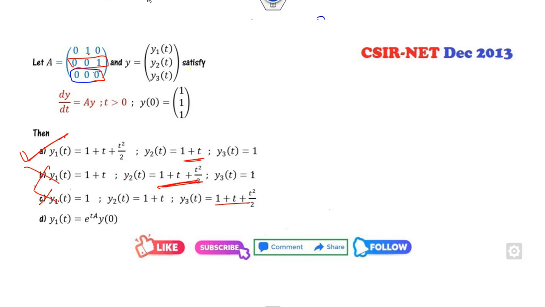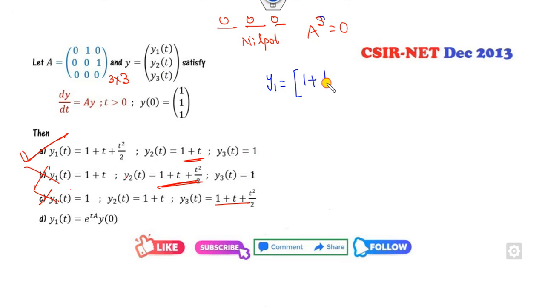What is that? Matrix A. What are the eigenvalues of this matrix? That means it is nilpotent. It is 3 cross 3. Fine. A cube will be 0. So now e raised to power tA, I can open that: I plus tA plus t square over 2 factorial A square plus t cube A cube, which will be 0. So all the eigenvalues are 0, into y naught. Y naught is 1, 1, 1.